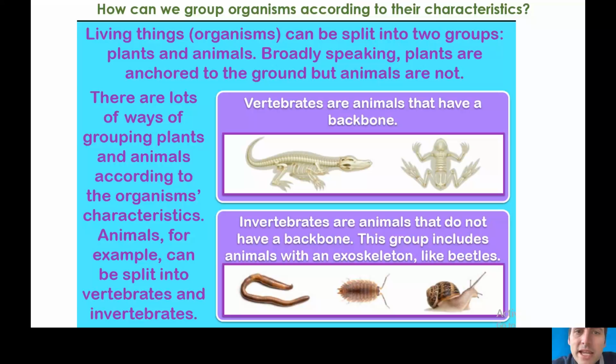There are lots of ways of grouping plants and animals once we get into those subsections, according to their characteristics. Example of that is the vertebrates and invertebrates. Vertebrates are animals such as ourselves that have got a backbone. Invertebrates are animals that do not have a backbone. That includes animals with an exoskeleton, so an outside skeleton like a beetle. Okay, and a snail there is another example. So you can see there's different types within animals.